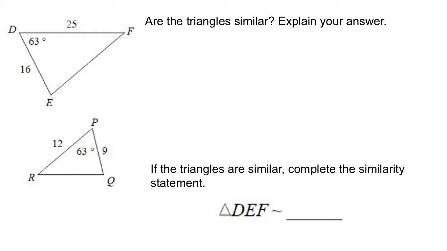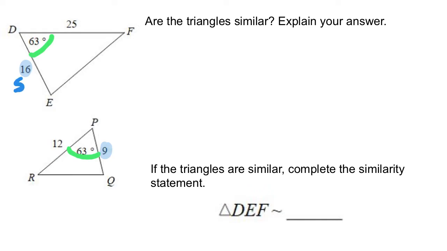For the next example, we can see that while it's not marked, both of these angles are 63. So we have a congruent angle that's given to us. Then I also could see that I'm probably going to use side angle side because I have the two sides around that angle given, but I'm going to check them to make sure they're proportional. So the smaller side of the top triangle is 16, and the smaller side of the bottom triangle is 9.